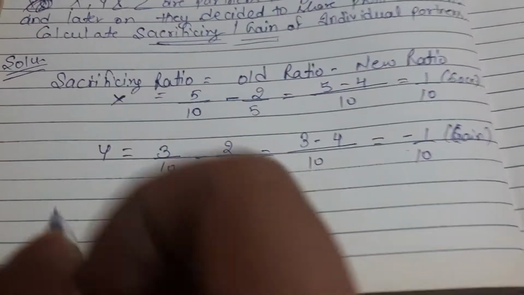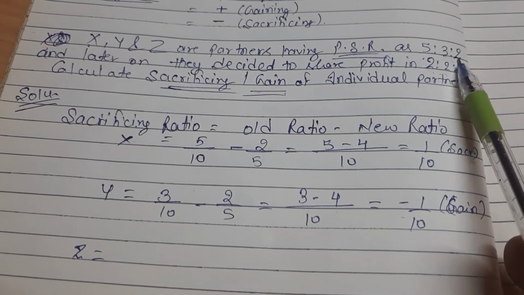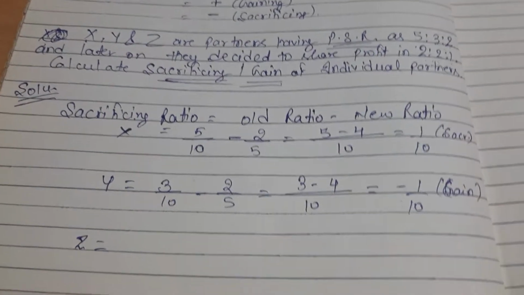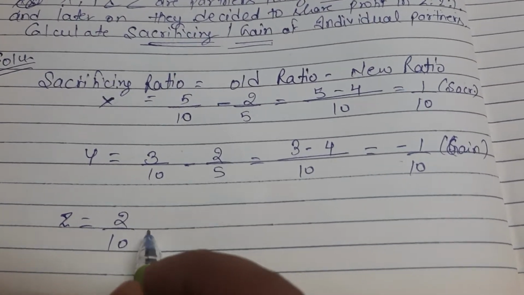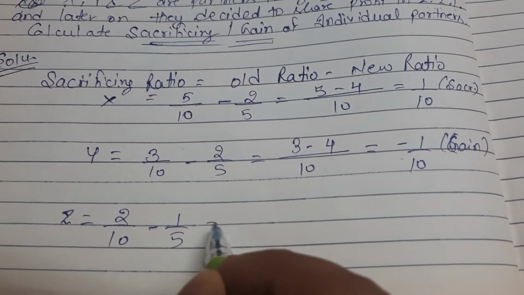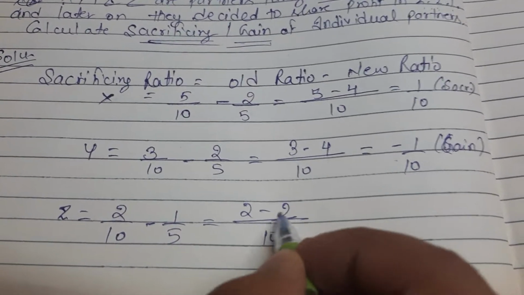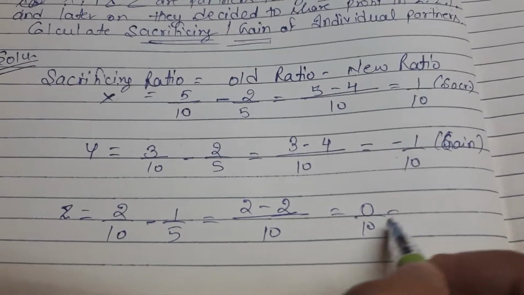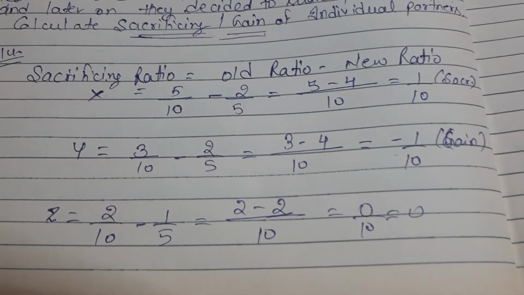The same formula you have to apply for Z also. What was the old ratio of Z? It was 2 by 10. And what is the new ratio? It is 1 by 5. So 2 by 10 minus 1 by 5. When you apply it, 2 minus 2 over 10, it means 0. So this partner is neither gaining nor sacrificing.